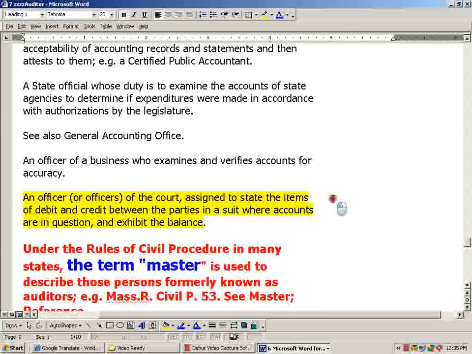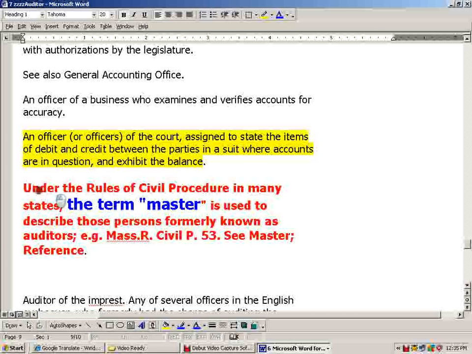And this is just some definitions on auditor. But under the rules of civil procedure in many states, the term master is used to describe the person formerly known as auditor. Formally, their proper title is auditor. So you could ask the judge, are you an auditor? Because they may say, no, I'm a master. Right? Well, master is the same thing.